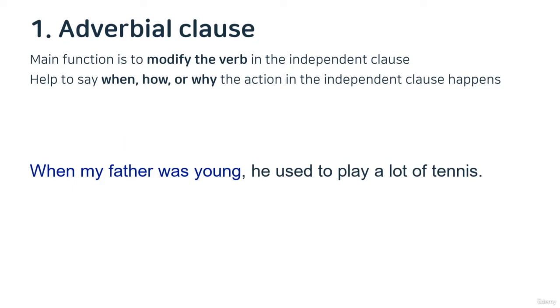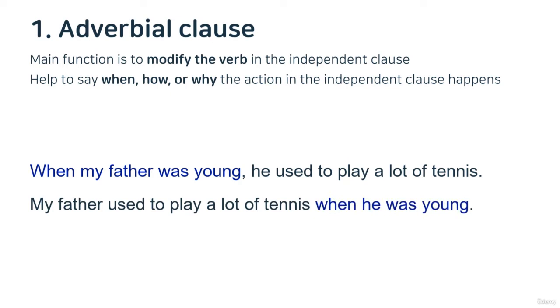Now, one major difference between subordinating conjunctions and coordinating conjunctions is that subordinating conjunctions can be positioned at the beginning of the sentence, like this, as well as in the middle of the sentence. So the same sentence can be written as, my father used to play a lot of tennis when he was young. And a key difference between these sentences is that when the subordinating conjunction is in the middle of the sentence, you do not need to write a comma between the two clauses.